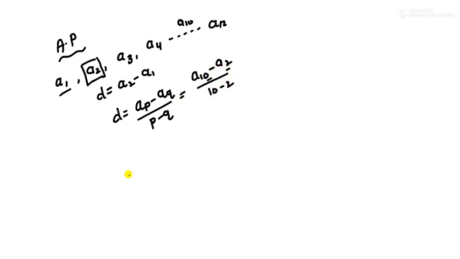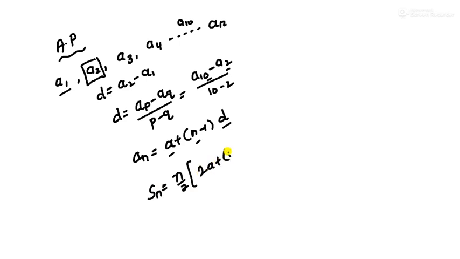And to find the nth term, we have the formula an is equal to a plus (n minus 1) into d, where a is the first term, d is the common difference, and n is the number of terms. Then you have the sum of the first n terms. For example, from first till up to n, if you have to find their sum, then we have the formula n by 2 into (2a plus (n minus 1) into d). This is the formula.